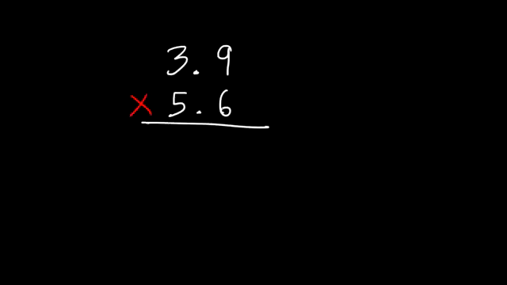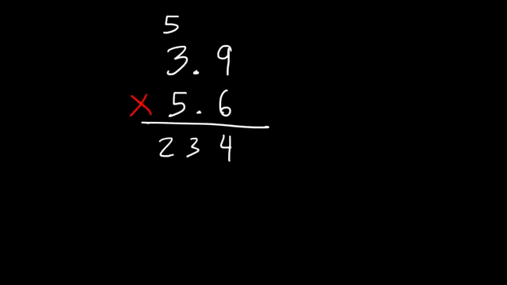Now let's try another example. Let's multiply 3.9 by 5.6. Feel free to try this one if you want to. So first, let's multiply 9 times 6. 9 times 6 is 54. So we're going to write the 4, and then we're going to carry over the 5. Next, let's multiply 3 times 6. 3 times 6 is 18, and 18 plus 5 is 23.